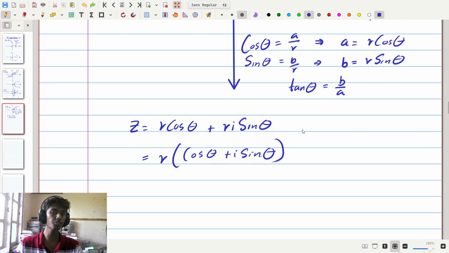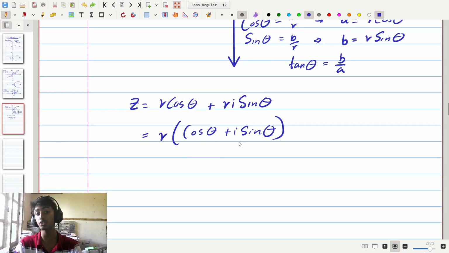Now, considering this format, you might note that r is the size of the complex number, and this value here, cosine theta plus i sine theta, is a complex number with unit length. If you consider the modulus of this, it's going to be the square root of cosine squared plus sine squared, which is of course equal to 1, and therefore this complex number has size 1. So if you think about this in terms of vectors, the complex number here is the unit complex number in the direction of the overall complex number Z, multiplied by the magnitude r. So that is how this format of complex numbers is built up.